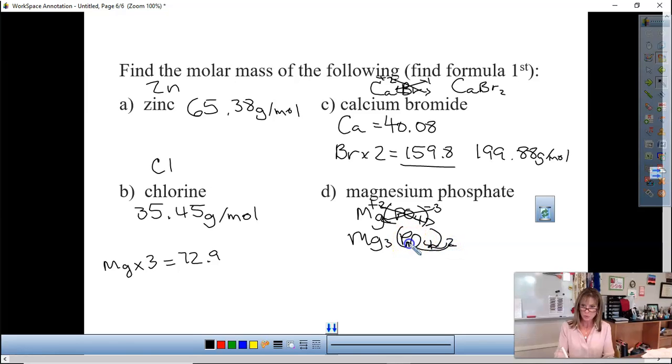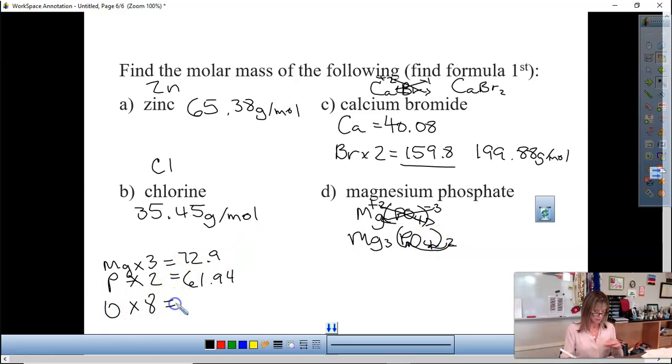So 2 times 1, understood 1 there for phosphorus, is 2. So there will be 2 phosphorus atoms. P times 2. Phosphorus is right there, and its molar mass, 30.97 times 2, and I get 61.94. How many oxygens are there? 8. So oxygen times 8, 16 times 8 is 128.